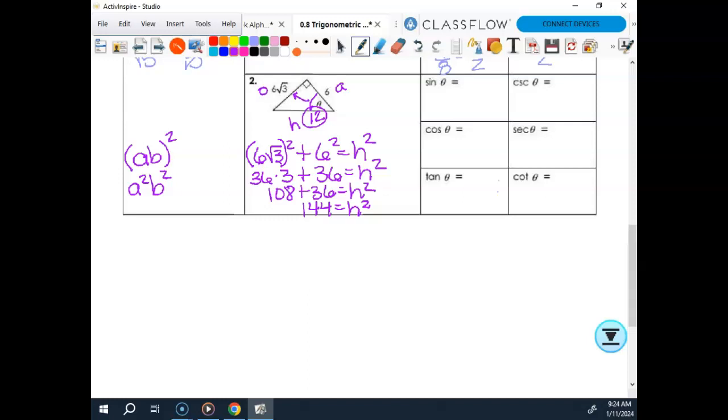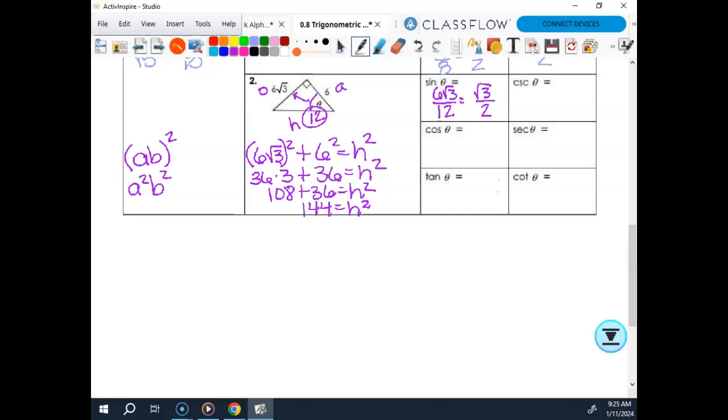Okay, so now I need sine, opposite over hypotenuse, 6 square roots of 3 over 12. What does that reduce to? Square root of 3 over 2. Remember, you can do anything outside the square root together, anything inside the square root together, as long as there's no addition going on. That kind of throws off that always part of that.